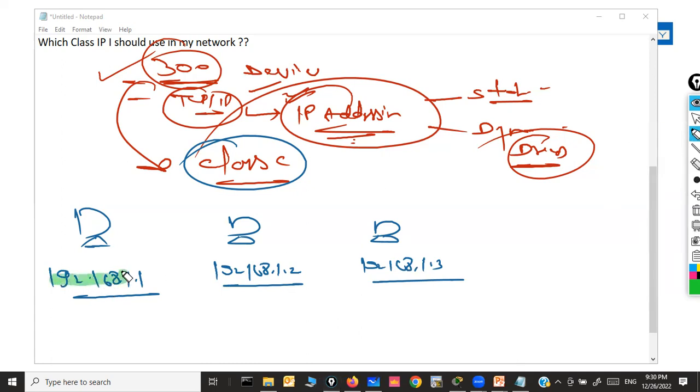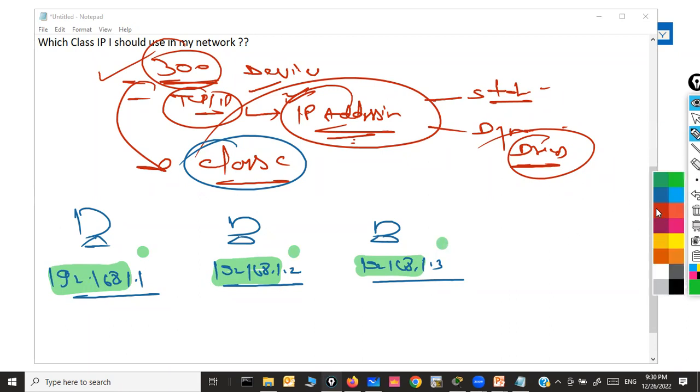And why am I using 192.168.1 everywhere, you understand that, right? Because the initial 3 octets are the network ID, the network bits should be the same. The network portion should be the same. So what am I changing? The 4th octet, the host portion I'm changing. 1, 2, 3. And up to where can I reach?